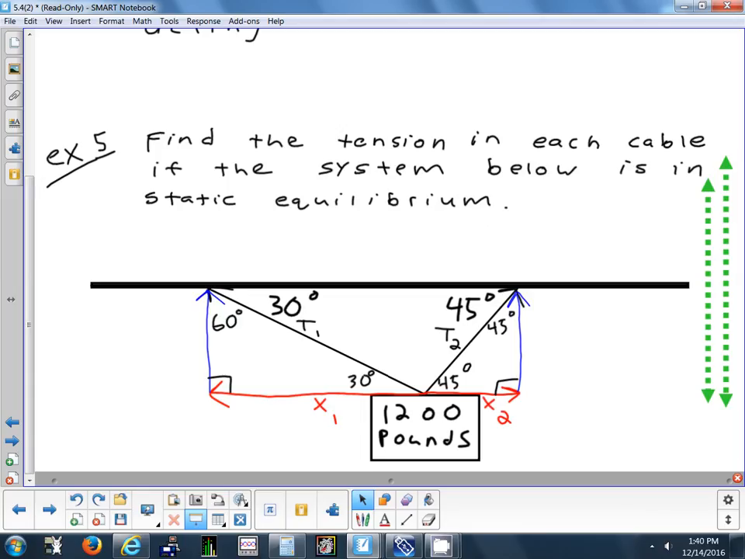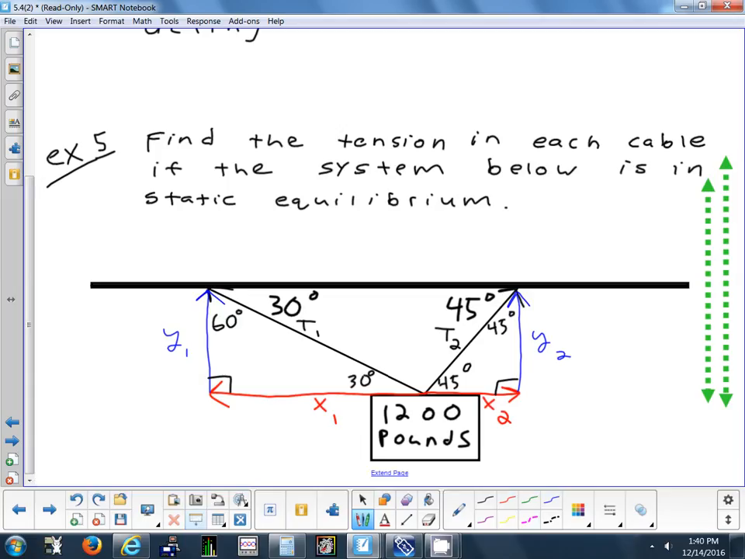What do you think I could name the blue arrow that's pointing up on the left? Yeah, it's my first Y. And how about on the right? Y2. All right, so now we've named everything. Now we can work with it.